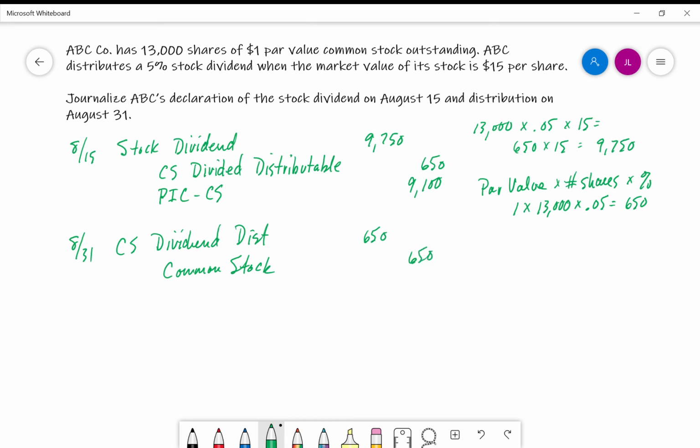So on a small stock dividend, this is how we calculate things here. For the actual value of the stock dividend that we're giving out, it is the number of shares multiplied by the percentage of dividend multiplied by the market price. To get the dividend distributable, essentially we're taking the par value multiplied by the number of shares multiplied by the percentage. So this is a small stock dividend.